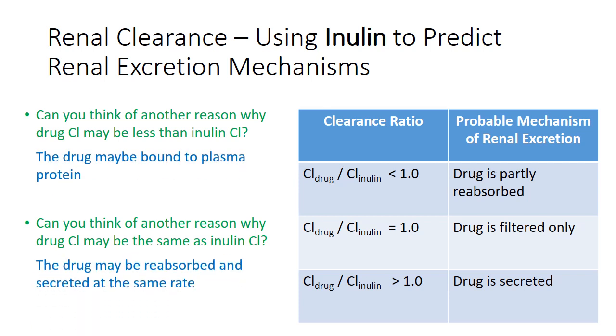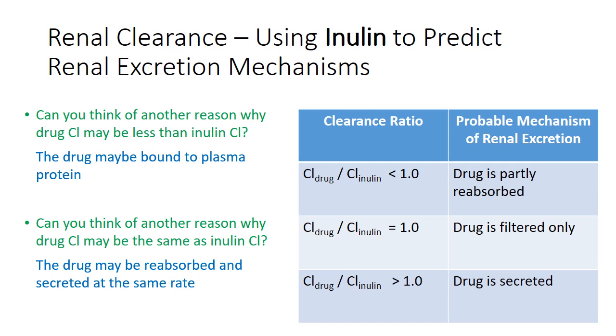Okay, and actually what I just mentioned was a little different from the answer there, and those are both correct. The drug may also be reabsorbed and secreted at the same rate. So does that mean that if a drug is appearing in the urine at the same rate as inulin, it's not transported at all? Usually, but what if it's transported at an equal rate into and out of the nephron at the same rate?